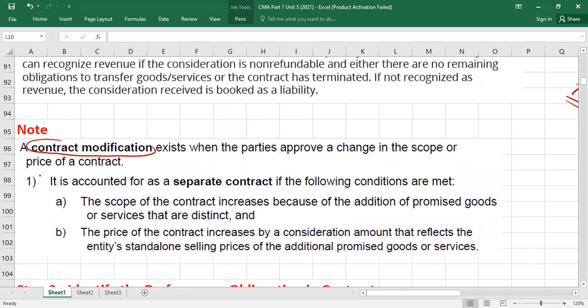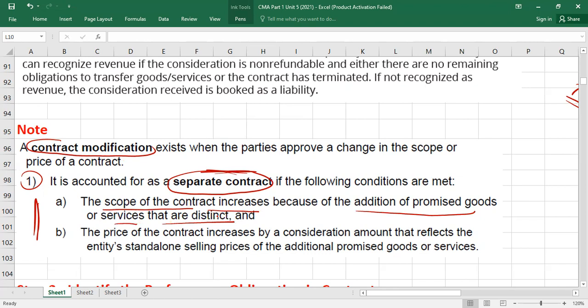So how will it be defined theoretically? These points are written here. We will treat the contract as which contract? Separate means new. Look, read, because the wording is important. We will assume it is a separate contract if these two conditions are met. Which two conditions? Number one, the scope of the contract increases, like you have added more performance obligations because of the addition of promised goods or services that are distinct. What is distinct? I will explain later.